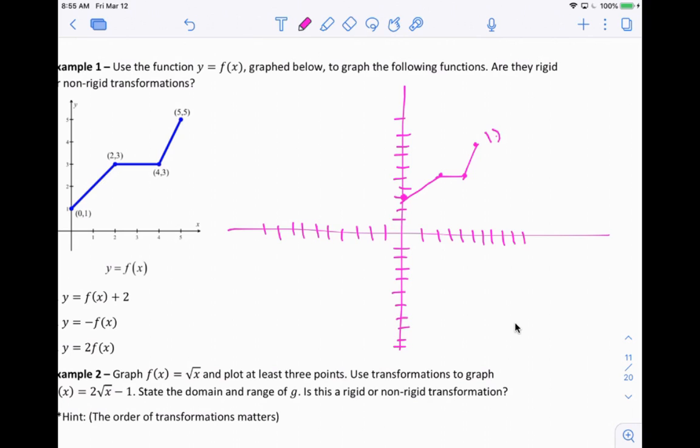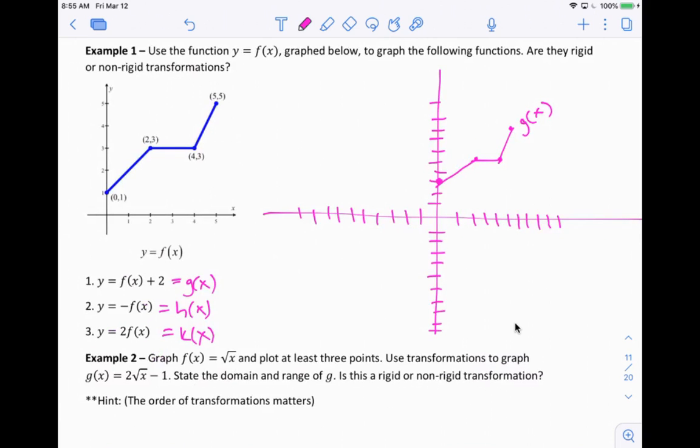We should probably call these each their own function. Actually, let's not label it 1. Let's label this one g of x, this one h of x, and this one k of x. We don't normally go with i of x. So this is g of x.